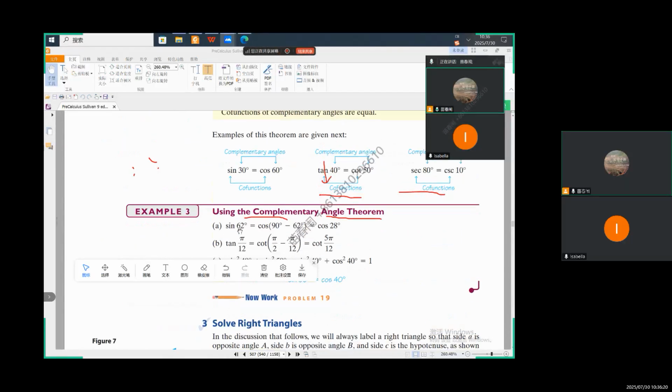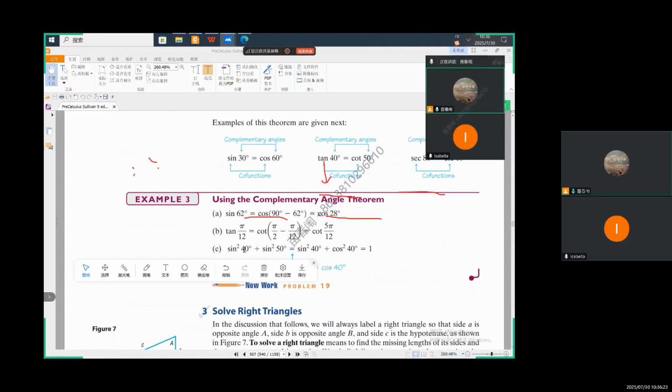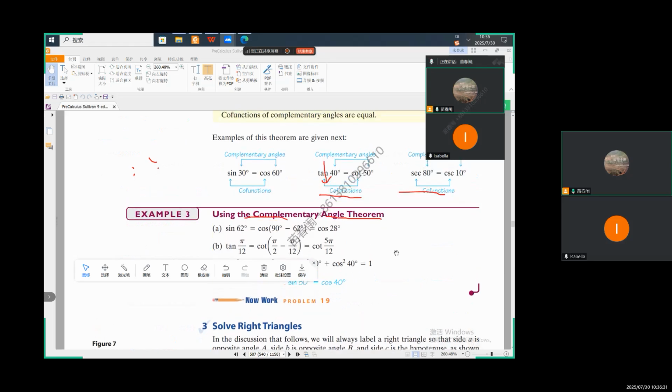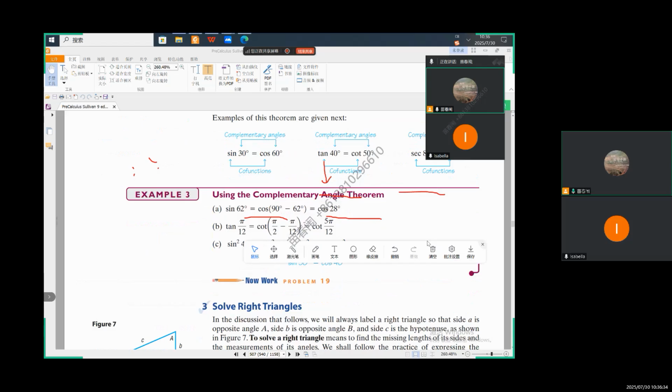And then we can use this, and here's sine 40 degree squared plus sine 50 degree squared. How to find this? Well, using the theorem we just learned.